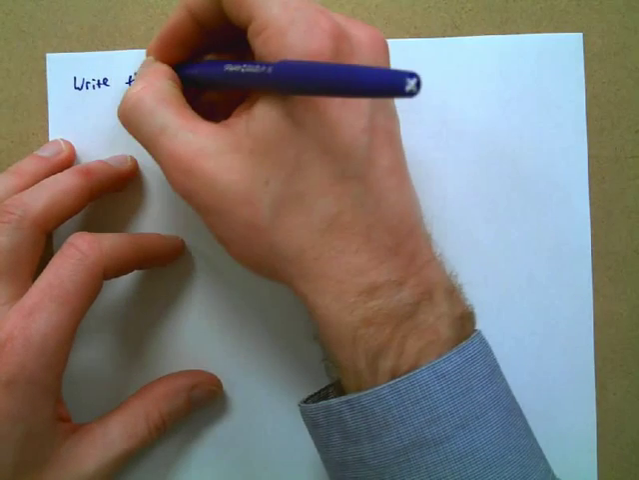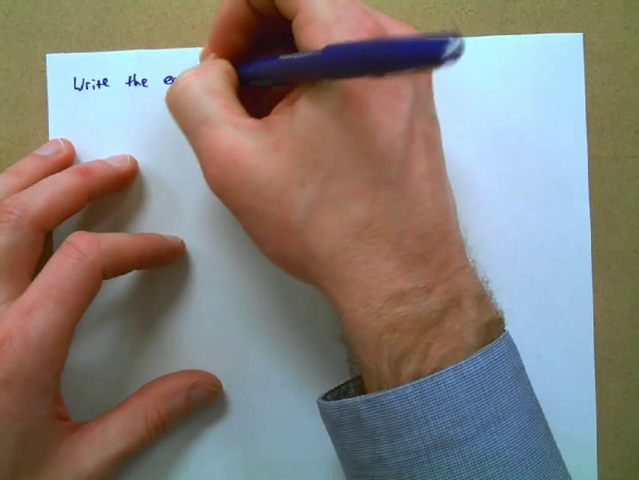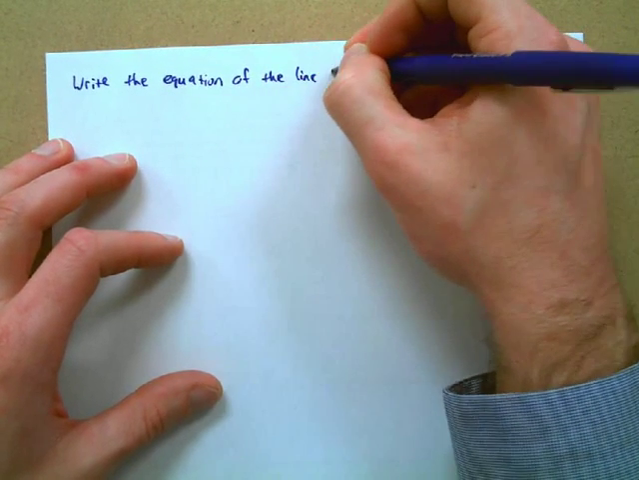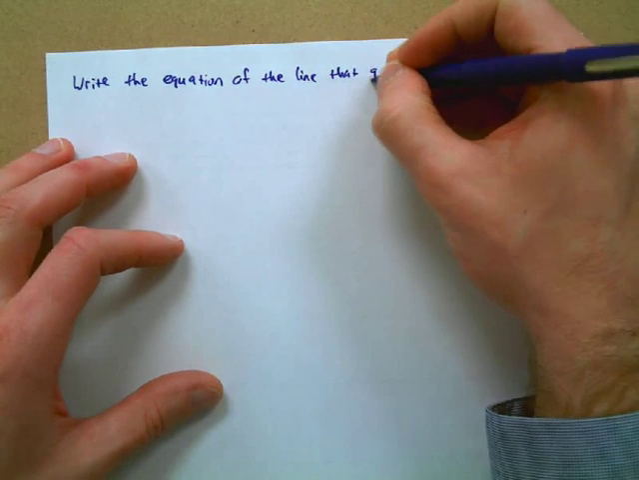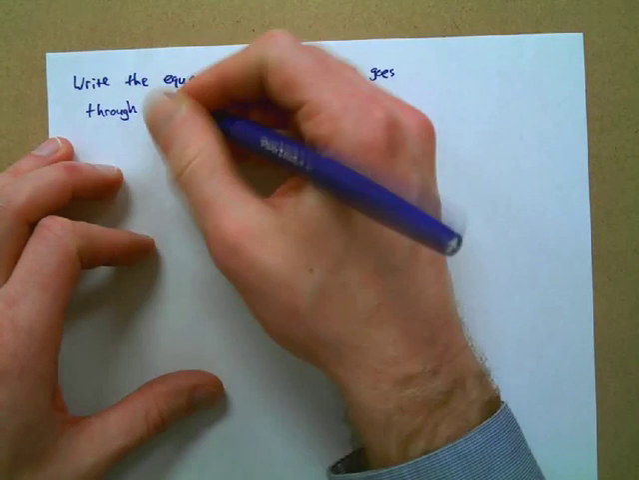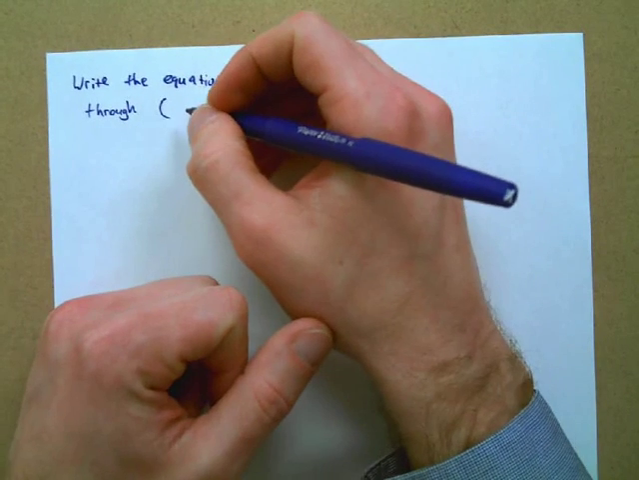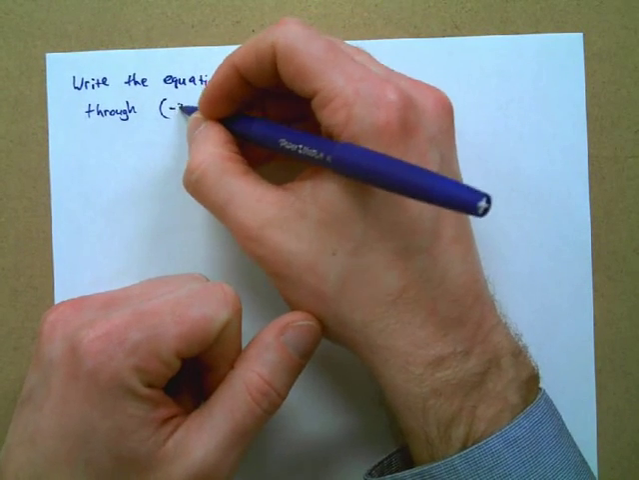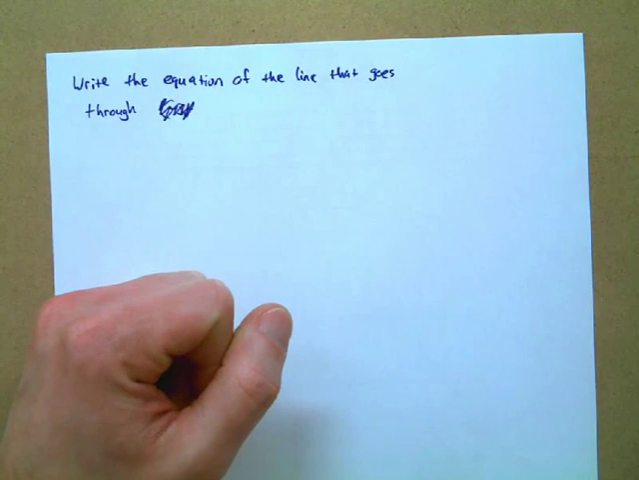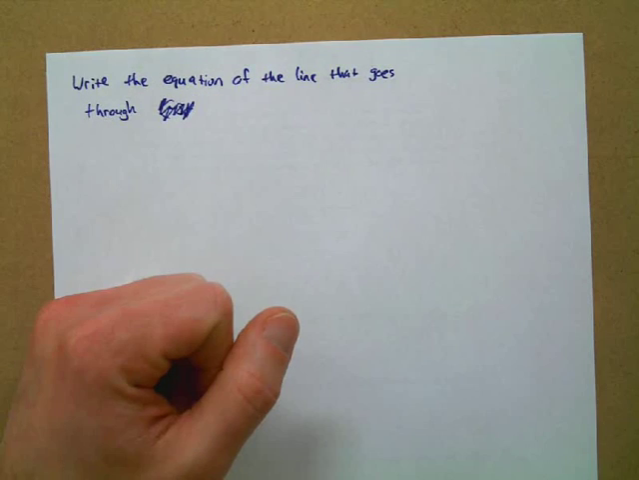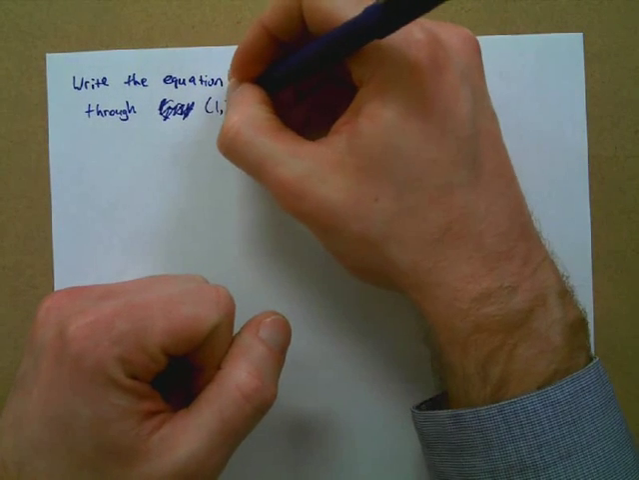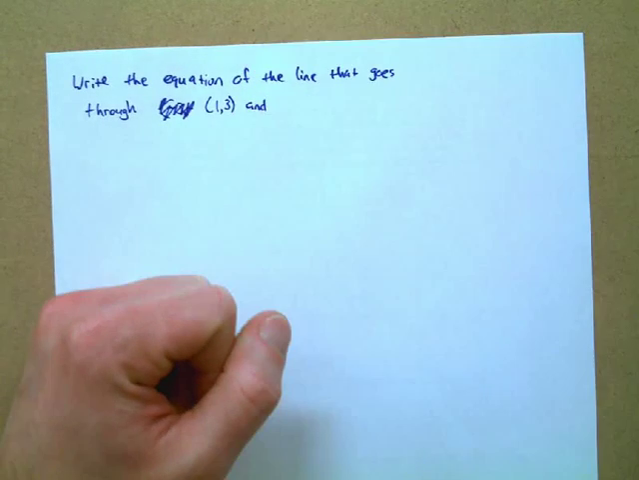That goes through the point 1, 3, and -1, -4. Write the equation of a line that goes through the points 1, 3, and -1, -4. Okay, and again, write the equation of a line. That means either slope-intercept form or point-slope form.